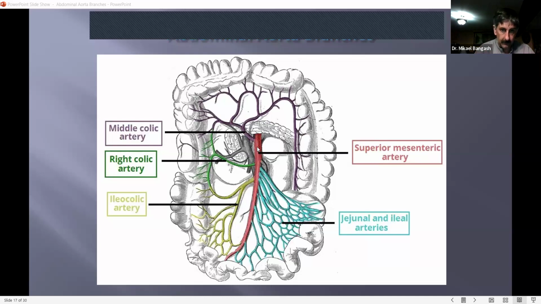And now here they haven't shown it, but your superior pancreaticoduodenal artery would have been somewhere here. Also, the inferior pancreaticoduodenal artery supplies the last part of the duodenum, and they're adjacent parts of the head of the pancreas.